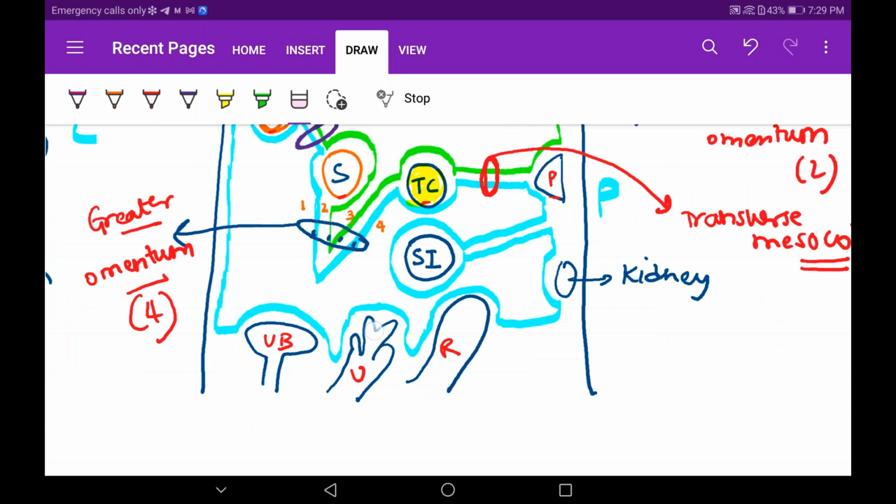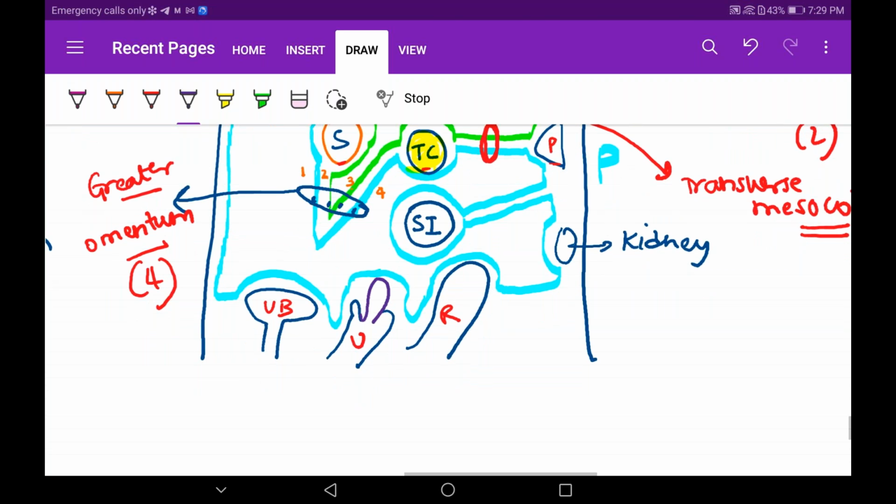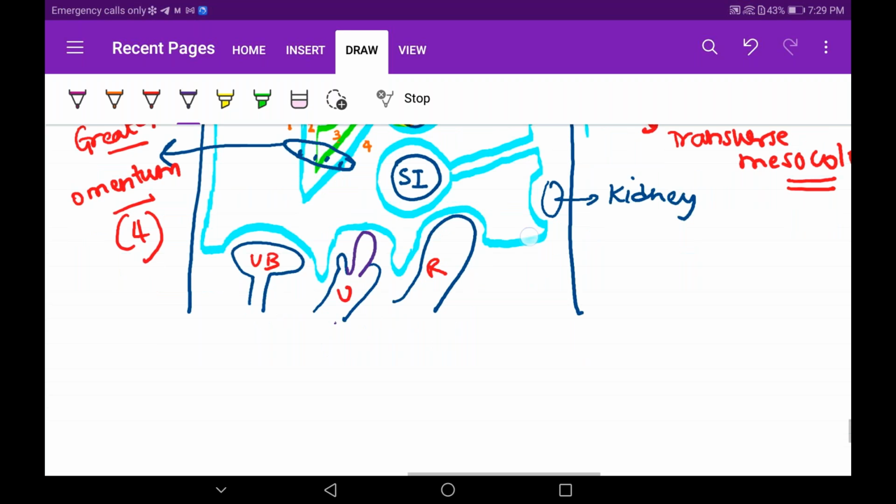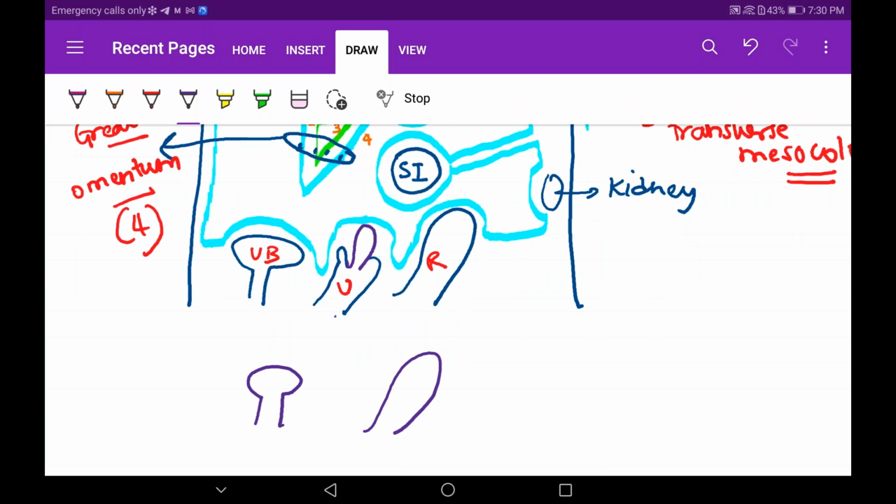Now remember, I have told you about the pouches. You remember, right? So now let me tell you that in females, when we draw the uterus, you see this is the female. In males, what will be there? In males, only urinary bladder and rectum. But in females, we have the urinary bladder, the uterus, and the rectum. So now, let's just forget about the male. Look over here in the females.